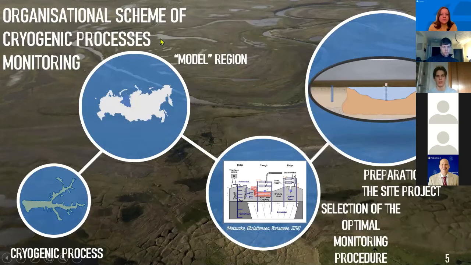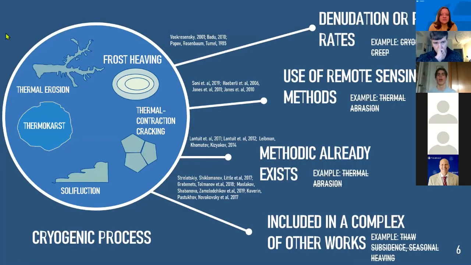So this is the organizational scheme of process observation. First, we need to choose the cryogenic process. Second, we need to choose the model region, the region where the process manifestation will be maximal, so we can interpolate it to other regions where it will be less active. Then we select the optimal monitoring procedure based on archival materials, publications and past experience, and prepare the site of the project.